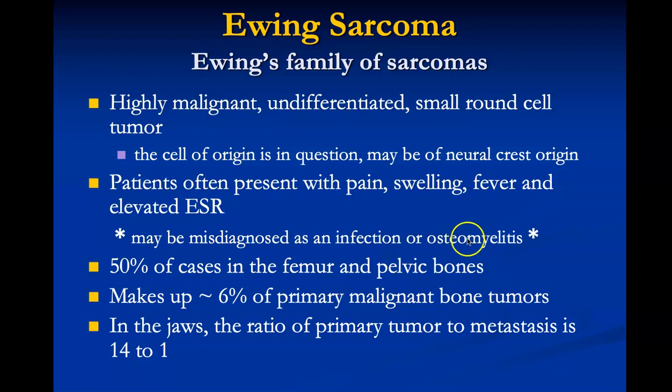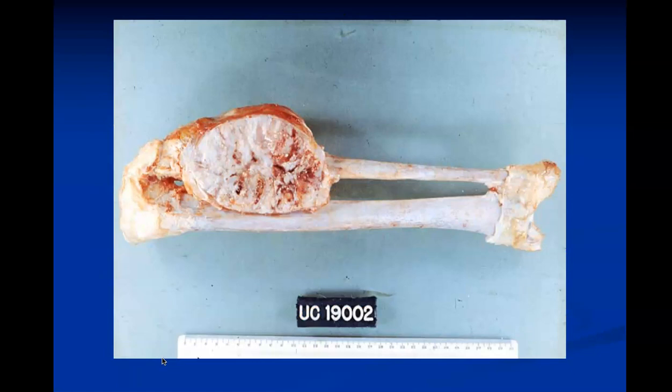So these lesions sometimes are misdiagnosed as an infection or osteomyelitis rather than as malignancies, at least initially. The majority of the cases are seen in the femur and the pelvic bone. It makes up about 6% of the malignant bone tumors. In the jaw, the ratio of a primary lesion to a metastatic lesion is 14:1. So it's much more common for it to be primary in the jaws than to be a metastasis from, say, one of the long bones.